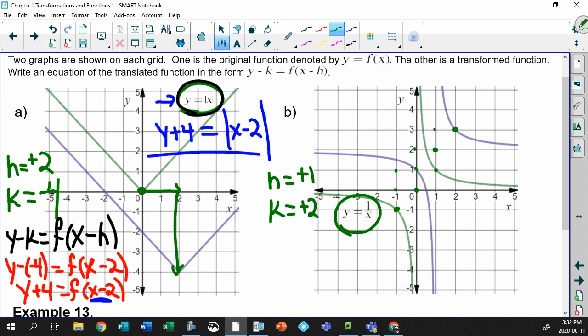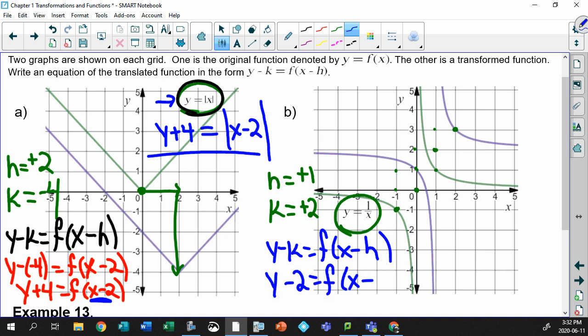Nice. Perfect. Okay. So again, y minus k equals the function of x minus h. Throw those numbers in there. This is going to be y minus 2 equals the function of x minus 1. Now do your replacement. Your y value gets replaced by y minus 2. Your x value gets replaced by x minus 1.